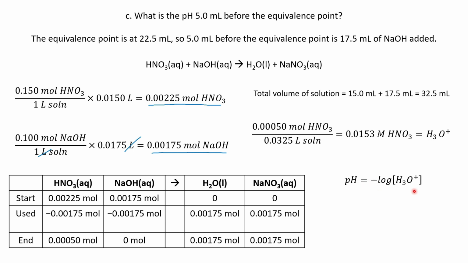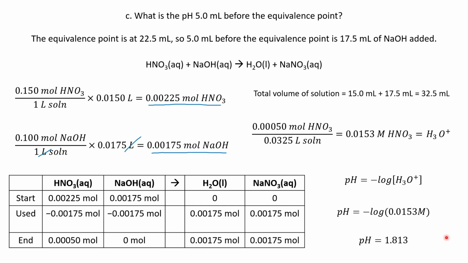So now I can just plug into my pH equation and I get a pH of 1.813. Again, makes sense. I have excess acid in this solution. I don't have as much, so my pH should have gone up a little bit, but I should still be well in the acidic range for pH. That's part C taken care of.